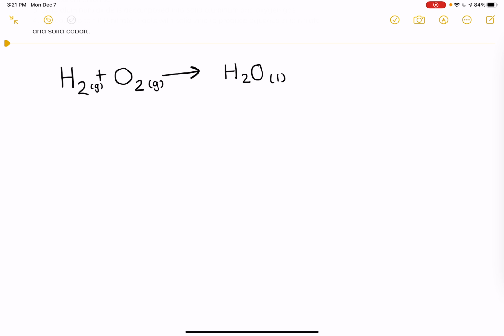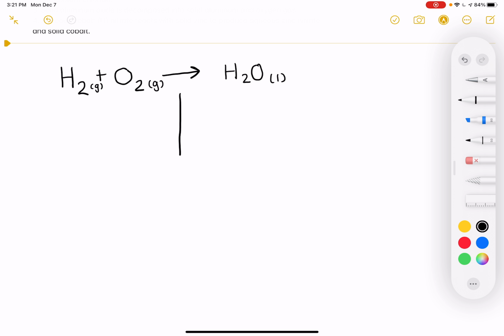So let's figure this out. Check to make sure it's balanced. It's not. So you need to balance it. So just like we've been doing so far, we've got to tally up the elements we have on each side and then balance it out. Hydrogen has 2 and oxygen has 2. Hydrogen has 2 and oxygen has 1.